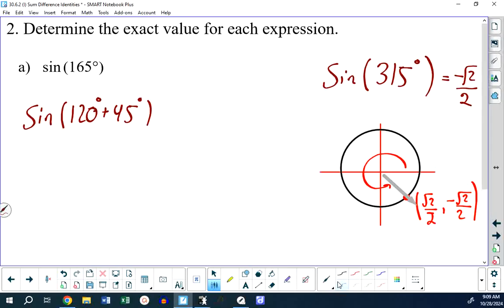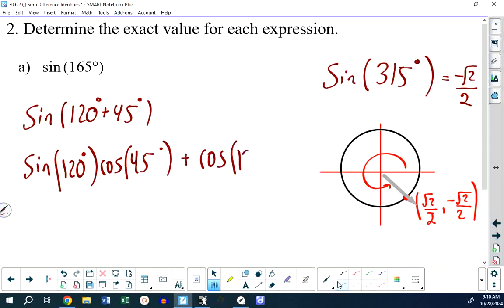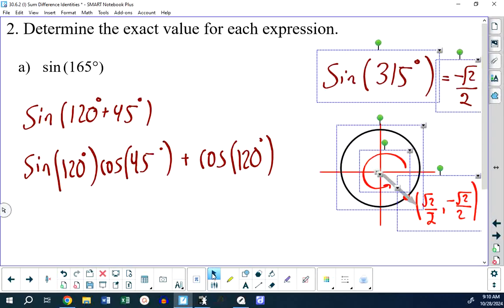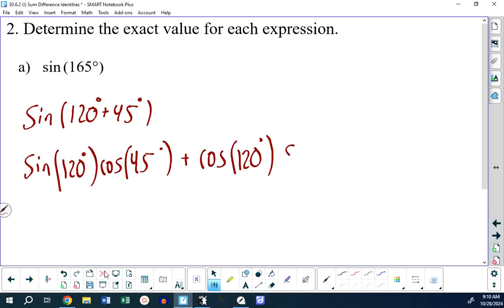And the point is, now we can write this as sine of 120 degrees times cosine of 45 degrees plus cosine of 120 degrees times sine of 45 degrees. And all four of these trigonometric ratios are accessible to us as exact values because those angles are known positions on the unit circle, very specific knowledge about the x and y coordinates.